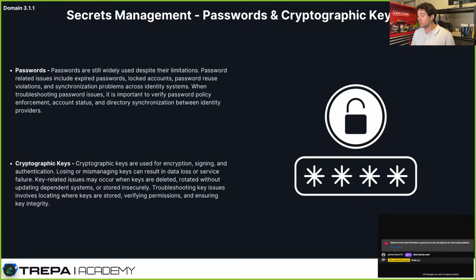If you do have passwords, maybe you want a single sign-on experience so a user only has one password to manage, and then couple that with multi-factor authentication to make it a little bit more secure.